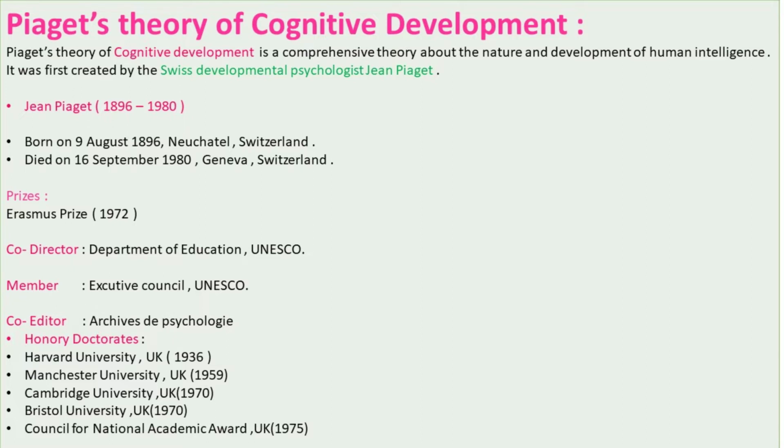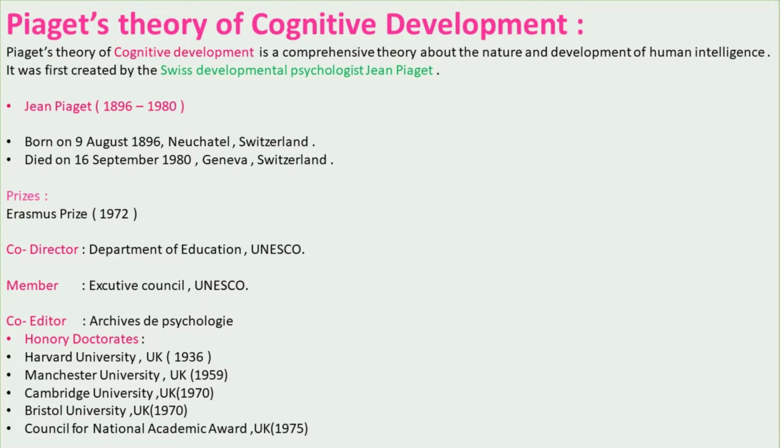Jean Piaget lived between the years 1896 and 1980, born in 1896 in Switzerland and died on 16th September 1980 in Geneva, Switzerland. The prizes earned by Piaget include the Erasmus Prize, and he was co-director of the Department of Education, UNESCO. He was a member of the Executive Council of UNESCO, and co-director of Archives de Psychologie.